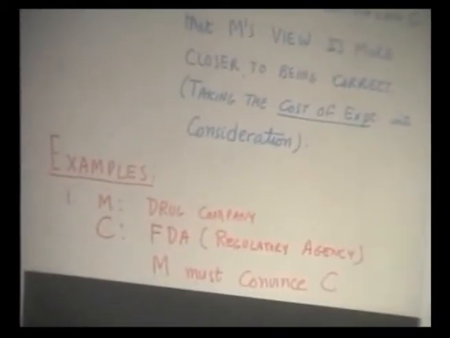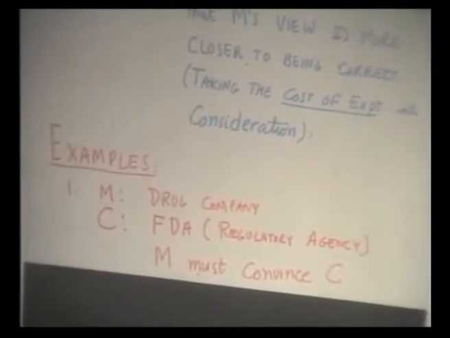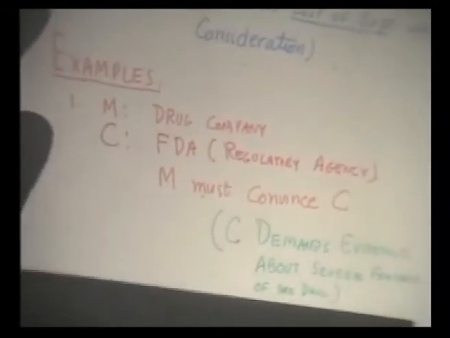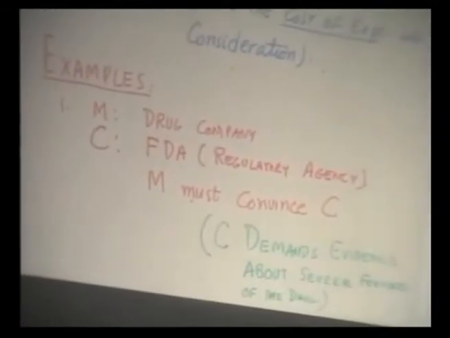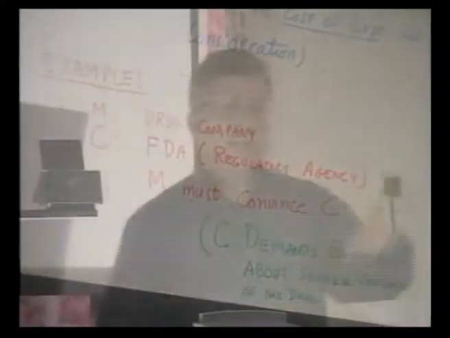So, examples, pretty simple examples. M is a drug company and C is the FDA. The FDA is a regulatory agency, and M must convince C that the drug is worthwhile, okay? But C demands evidence about several features of the drug, because the FDA says, I'm not going to approve the drug unless it is better than the old drug and has no side effects or fewer side effects, basically. There are several dimensions involved there, and now the manufacturer has to provide evidence to convince the FDA to approve the drug. Okay, that's the kind of example setup you can think about.